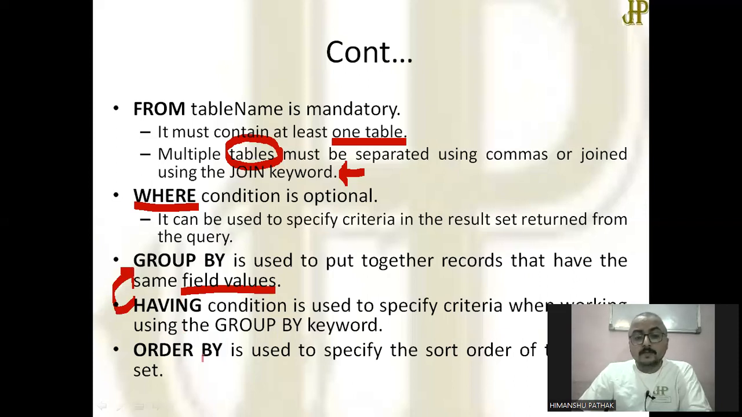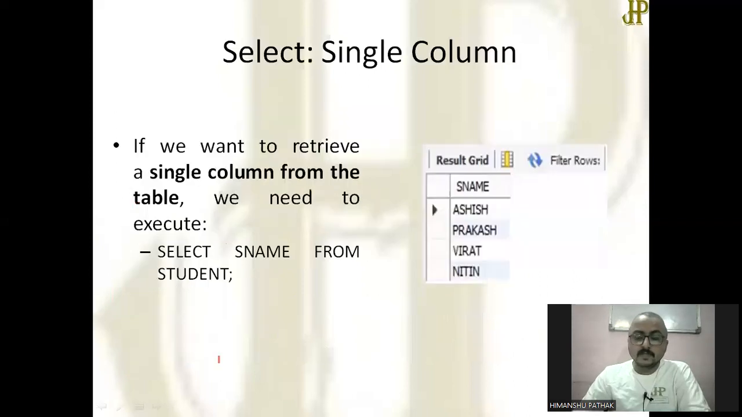Order by is used to specify the data in a specific order, either descending or ascending order. Okay, so these are the fields. Some are optional and some are mandatory. Now we are going to see each thing one by one.